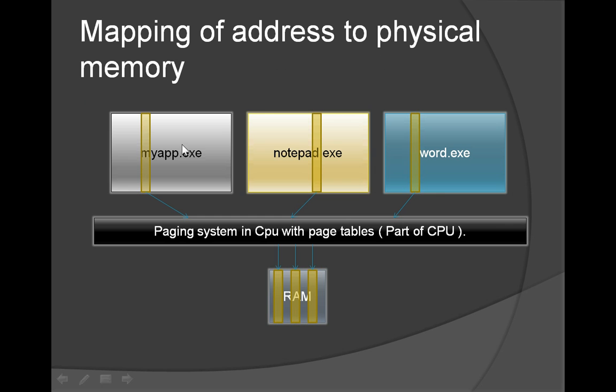All the accesses to the address come to the CPU. In the CPU, there is something called the paging subsystem, which translates the virtual address to RAM. So suppose these two addresses are the same, but the paging subsystem is translating them to two different physical addresses, and we are getting a different value.